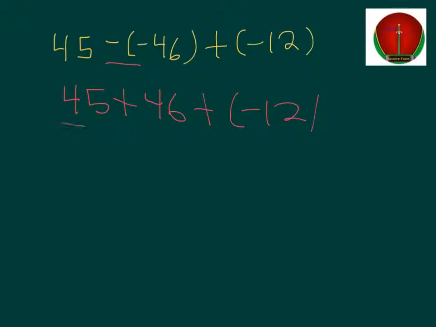Okay, let's use some front-end addition here. So 40 plus 40 is 80. 5 plus 6 is 11. 80 plus 11 is 91. Okay, so now I have 91 plus a negative 12. Well, that's easy. Let's just subtract 10. That gets us down to 81. 81 minus 2 more is a positive 79.